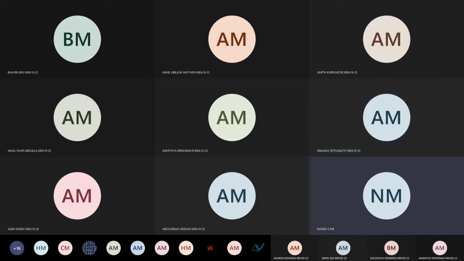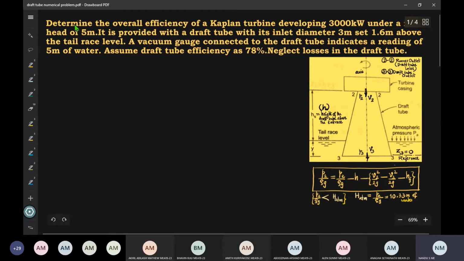So we will solve a numerical problem on draft tube. This is a numerical problem we have to solve. Determine the overall efficiency of a Kaplan turbine developing 3000 kilowatt under a head of 5 meters. It is provided with a draft tube with an inlet diameter 3 meters set 1.6 meter above the tail race level. A vacuum gauge connected to the draft tube indicates a reading of 5 meters of water. Assume draft tube efficiency as 78%. Neglect the losses in the draft tube.